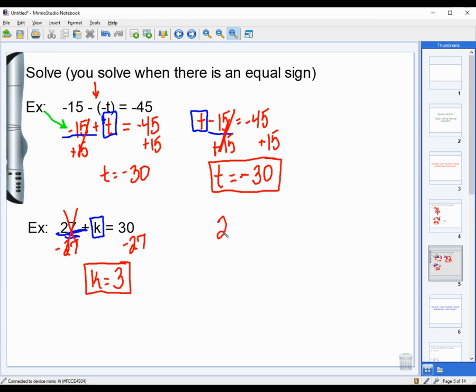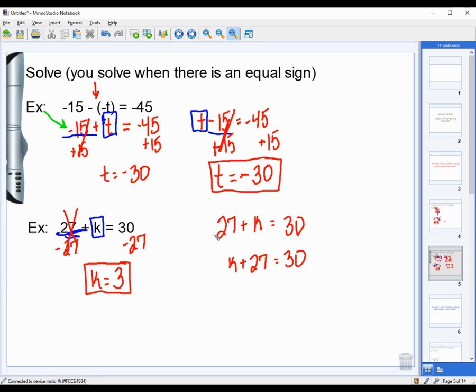Let's see what we would have done if we were to rewrite this. So 27 plus k is equal to 30. We could rewrite this to make it look a little bit better on the eyes if we wanted to. Since these are both positive, we don't have any issues here. We can just switch these. So k plus 27 is equal to 30.